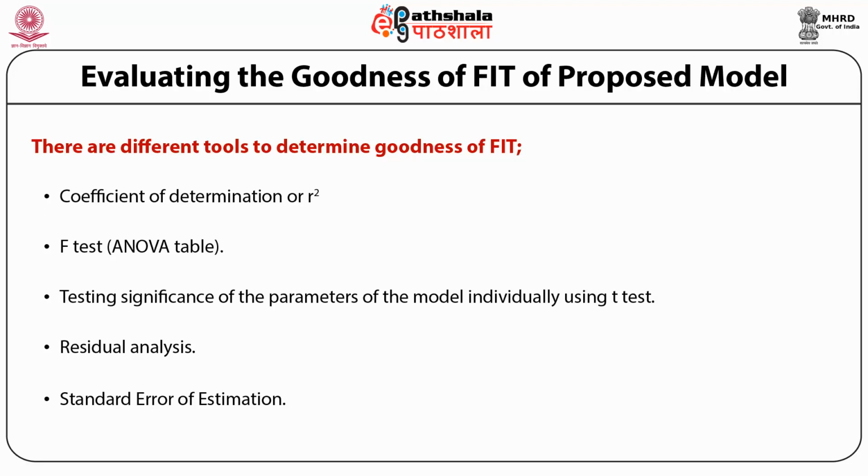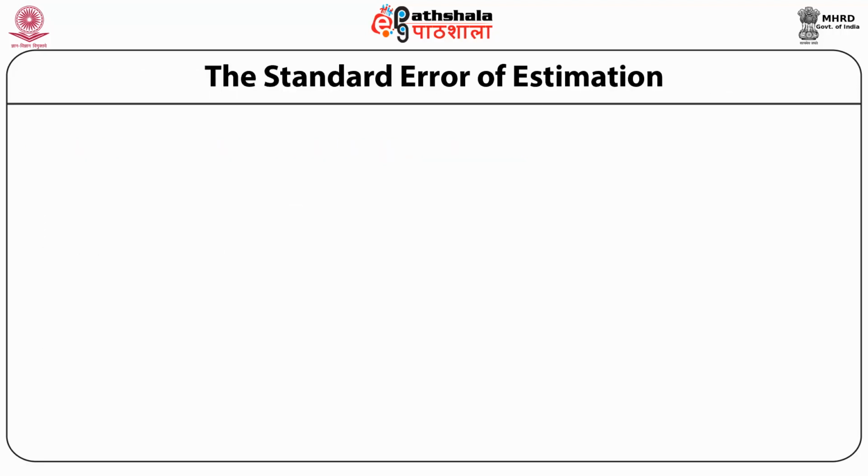Standard error of the estimation is again a very important parameter to see the worth of the proposed model. If the standard error of estimation is lesser, it means our model is more useful or more worthy to make predictions. So we always try to keep this standard error at the minimum, and it is equal to the square root of the mean square error.